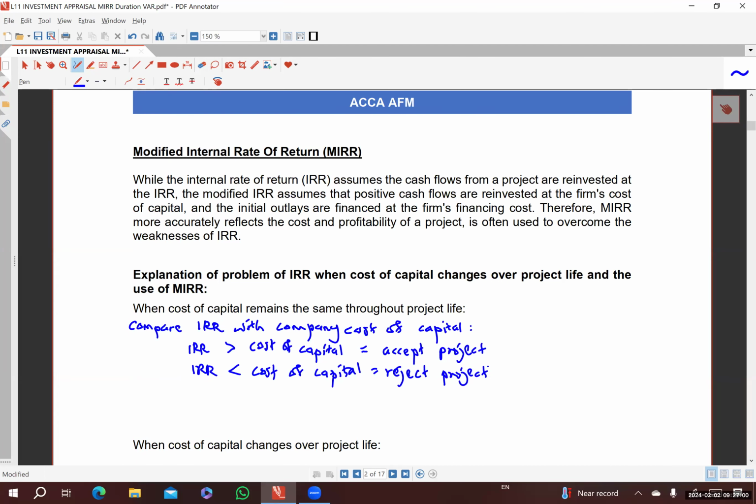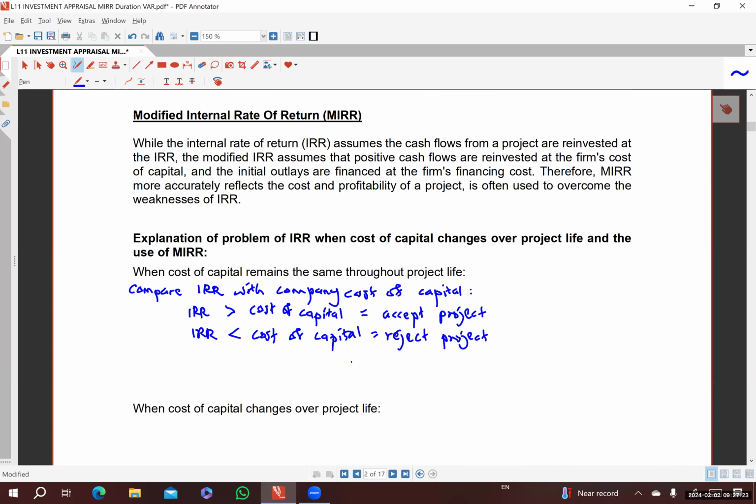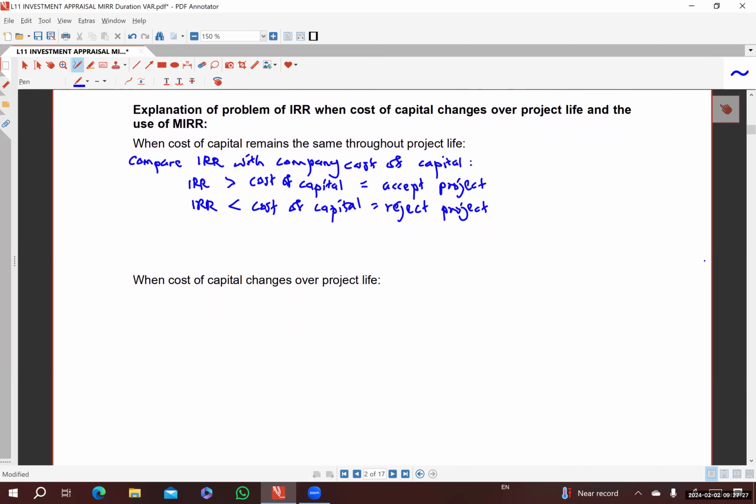But that is on the assumption that there is only one cost of capital throughout the project's life. So if the project is 4 years, in all 4 years the cost of capital is the same. But that is of course unlikely. Cost of capital can change over time. After all, cost of capital depends on the market value of shares and bonds, so it changes over time. So if the cost of capital changes over time, let's look at an example like this.